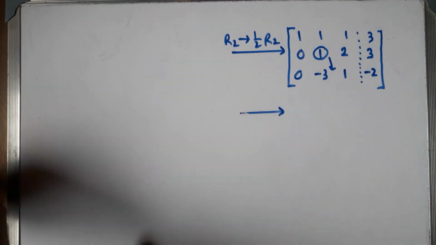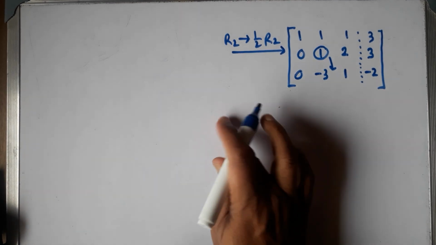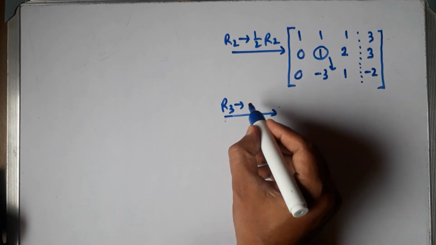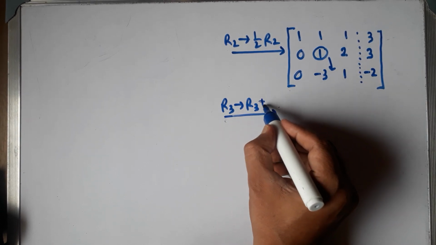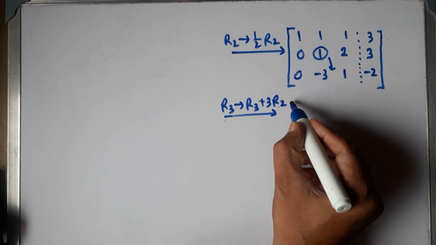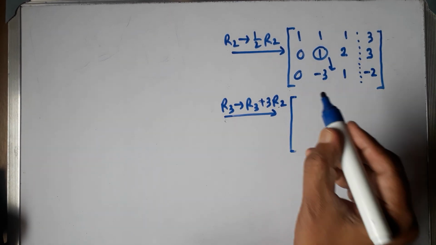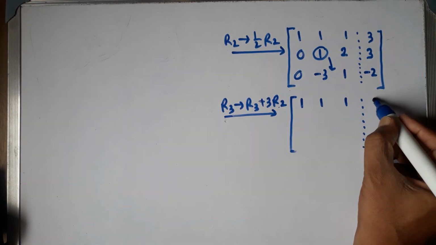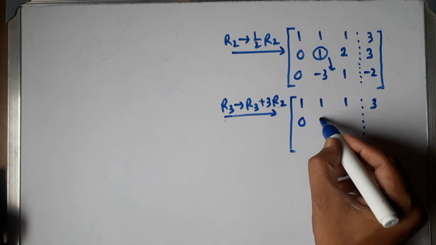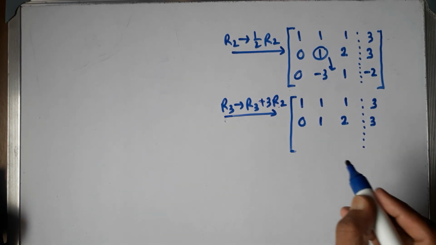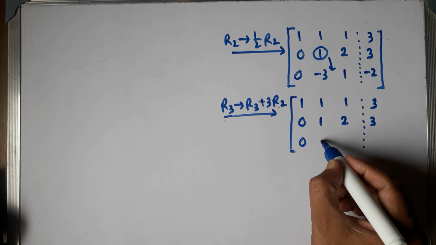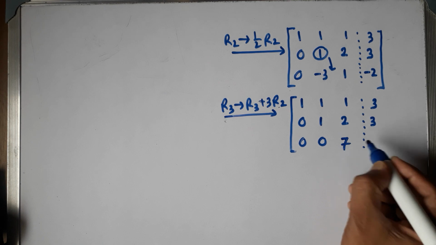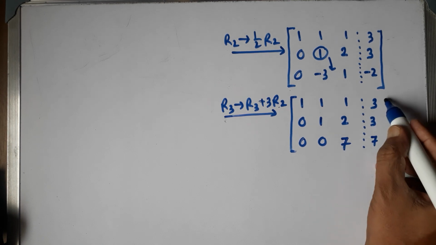Next is this. R3 goes to R3 plus 3 times R2. Then this gives you 1 1 1, 3; 0 1 2, 3; and 0 0, and this will become 7.